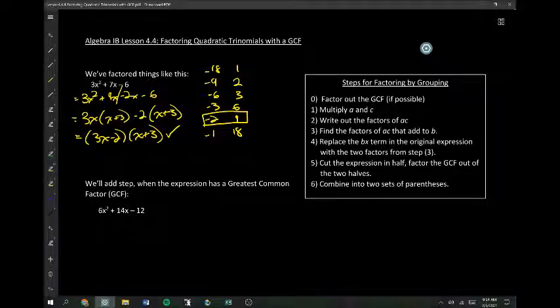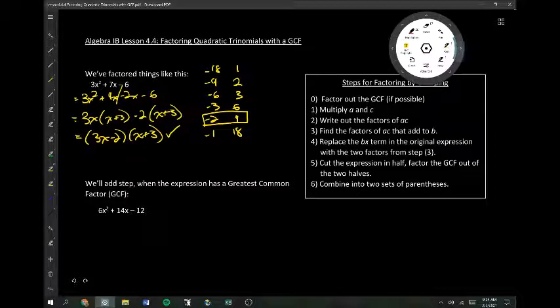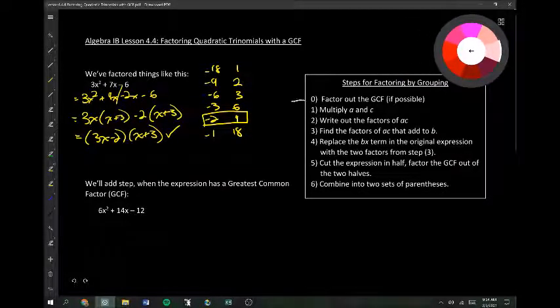Well, now we're going to add in one more layer, one more step. And that is a GCF, a greatest common factor, that I'm calling step 0. Step 0 will be to factor out a GCF if possible. So I look at an expression like this, and I first ask myself, is there any term, any number, that each of these terms has in common that I can factor out? In this case, there's a greatest common factor of 2. Each term can have a 2 pulled out of it.